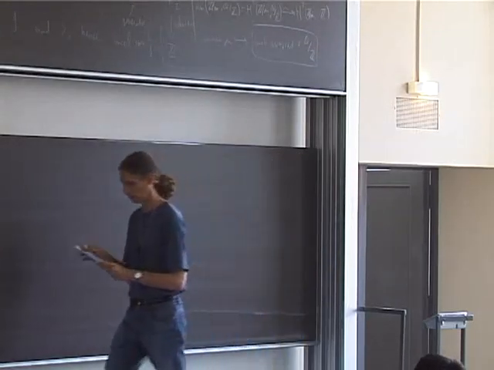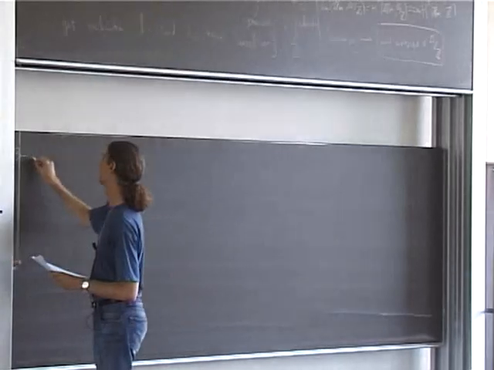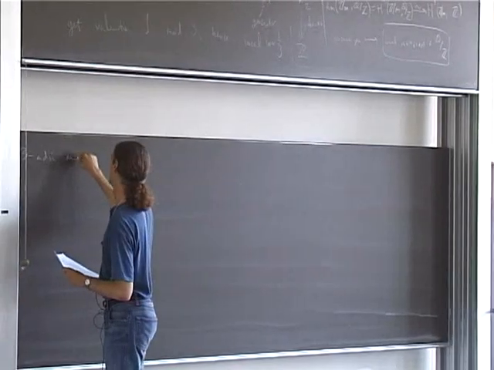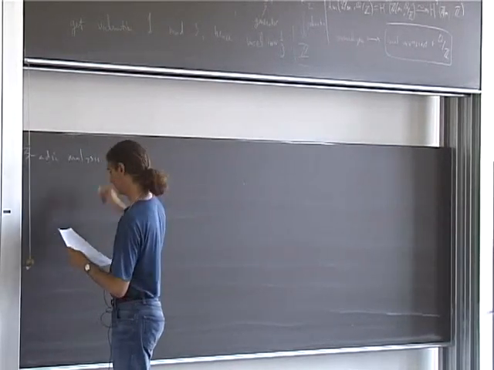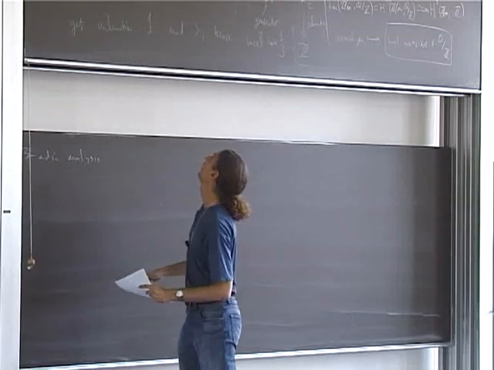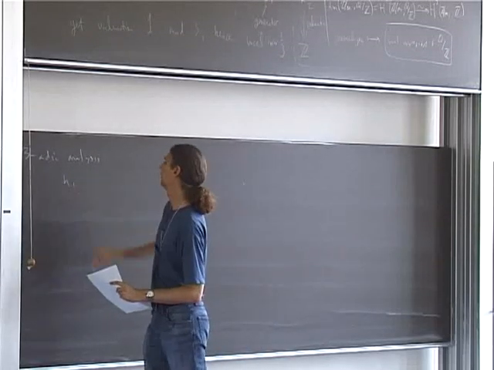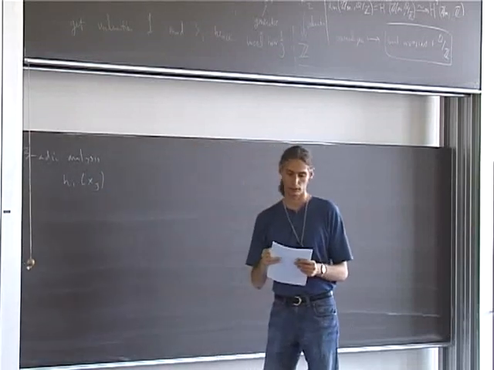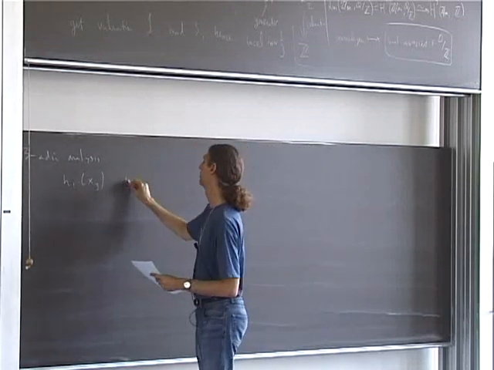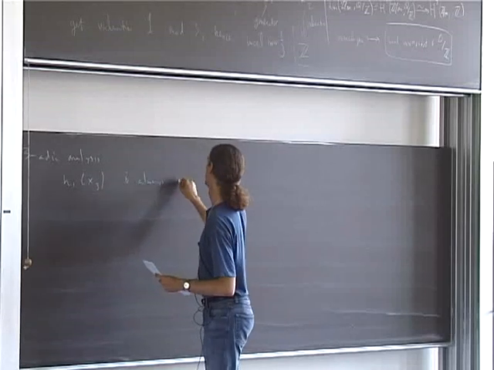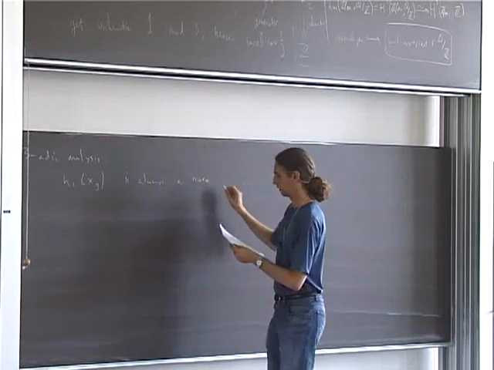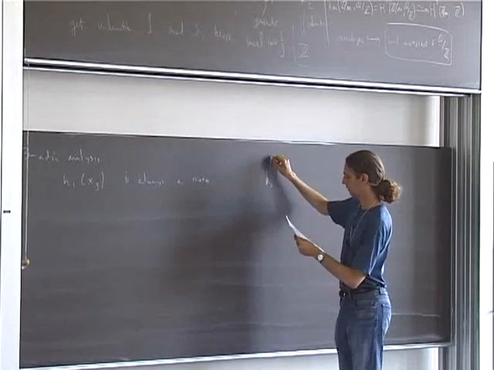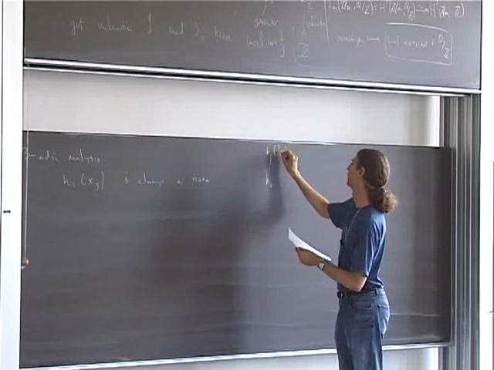Okay, and then the 3-adic analysis. And so it turns out now it's more convenient to use H1, and you evaluate H1 at X3, and you always get a norm. So a norm for the extension.